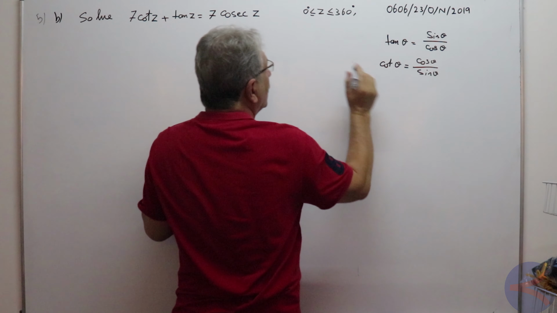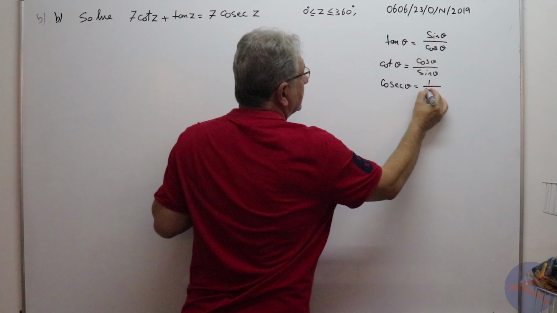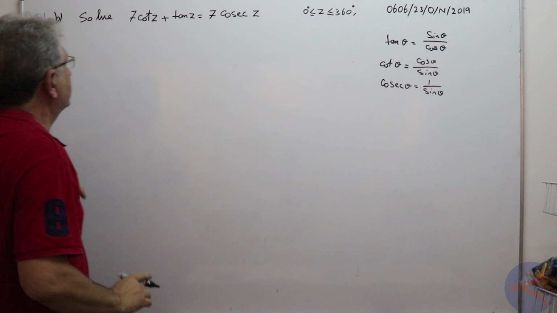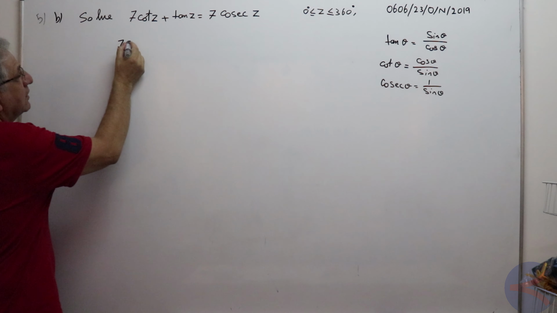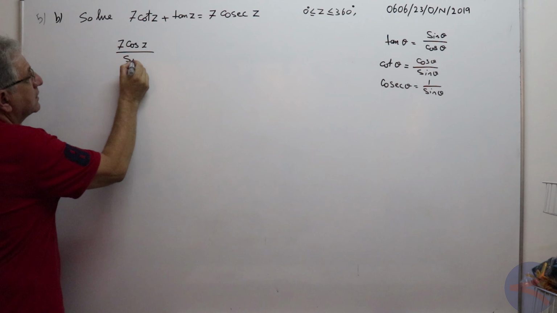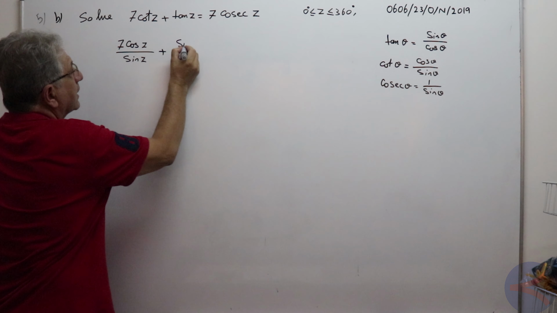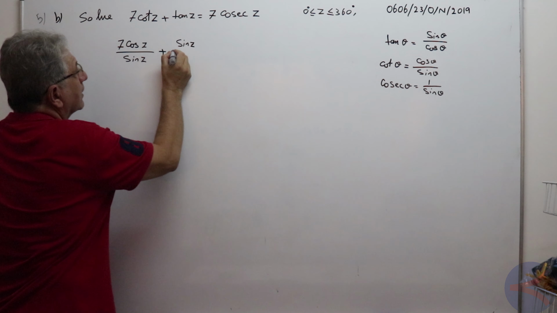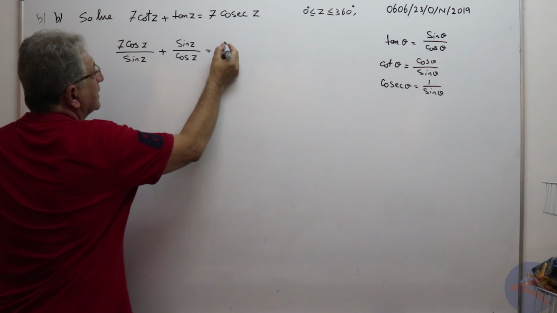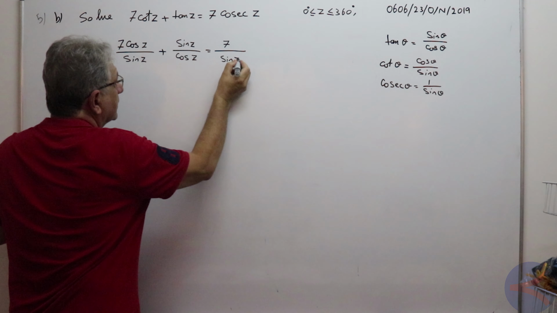And cosec theta is equal to 1 over sine theta. Therefore, if you know all these things, you can replace them, and you are going to get 7 cos z divided by sine z. This will be sine z divided by cos z. And this will be 7 over sine z.